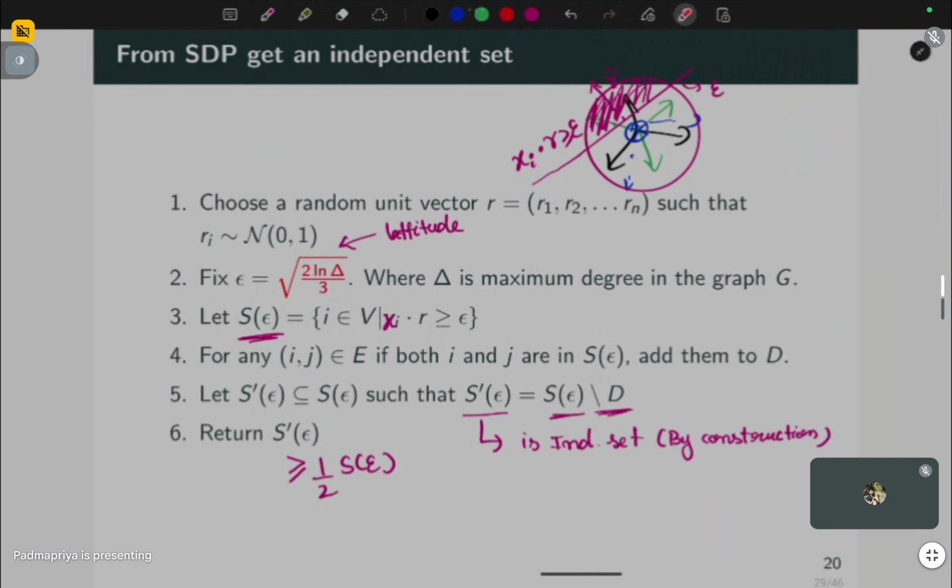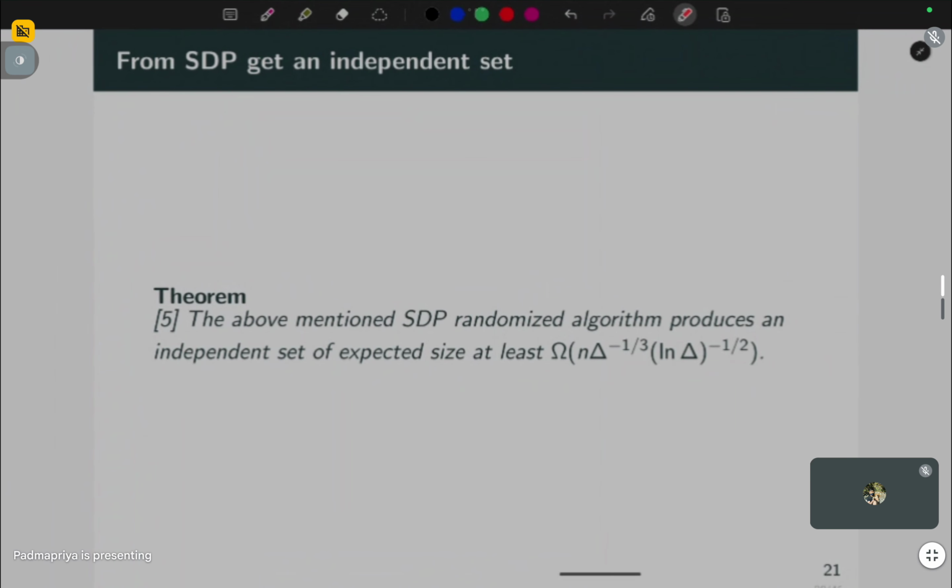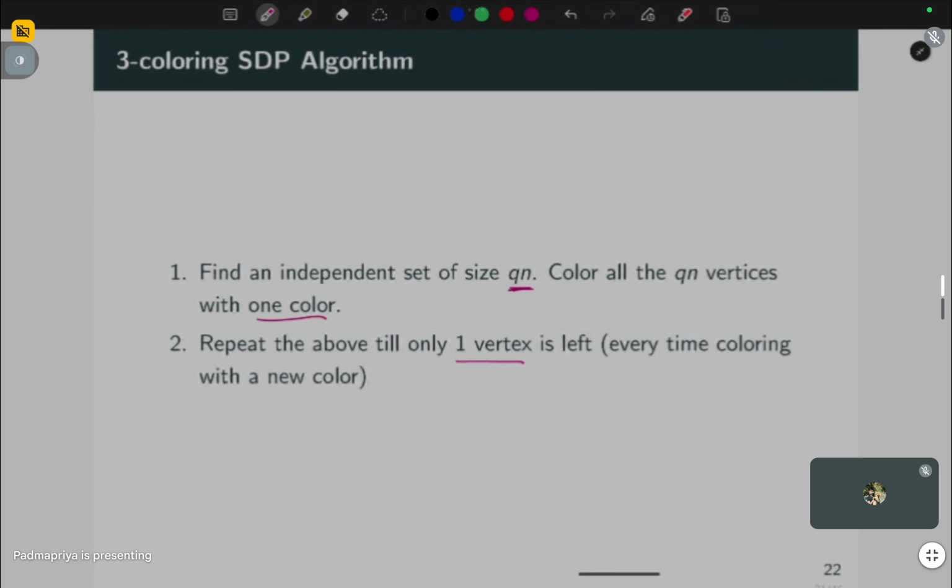So this algorithm returns an independent set of at least this size, omega of n times delta to the power of minus 1 by 3 times ln delta to the power of minus 1 by 2. So again, we can see the proof if time permits, but if you take my word for this, if you believe in this theorem, we have this big of an independent set, and here we are saying qn.